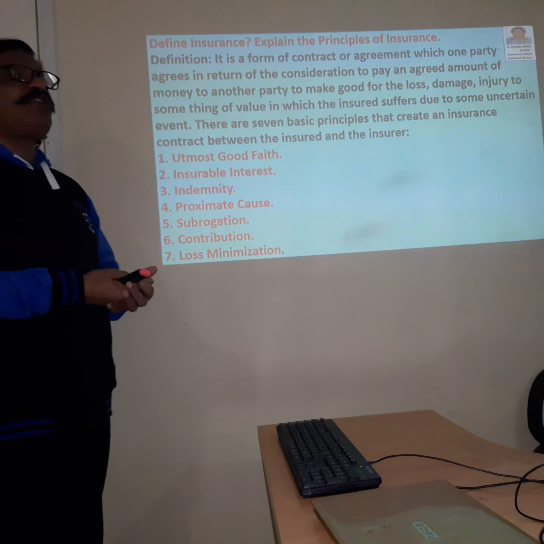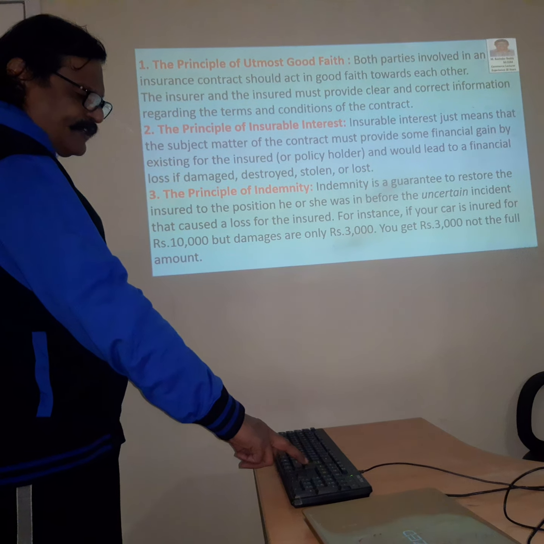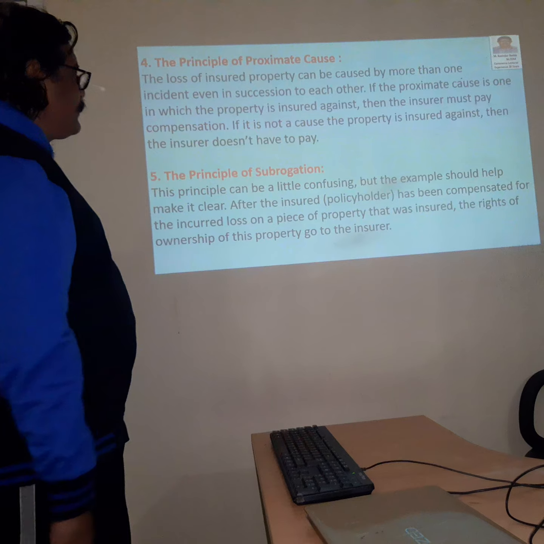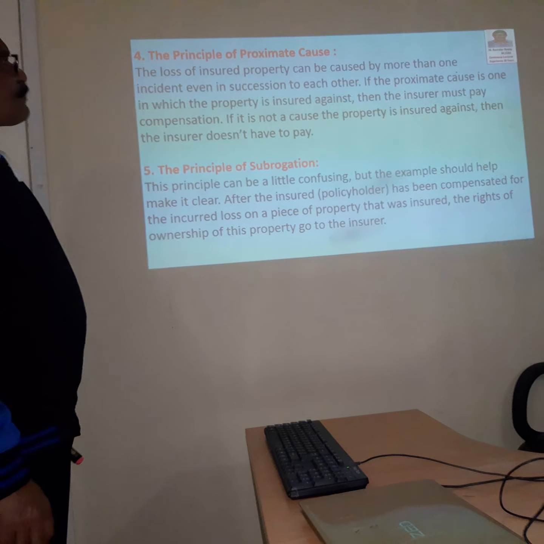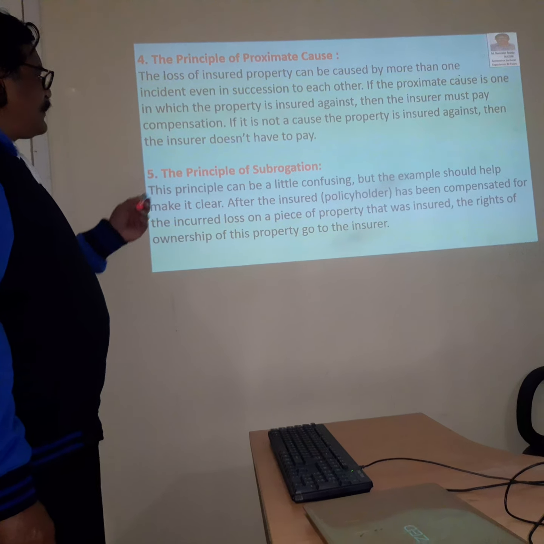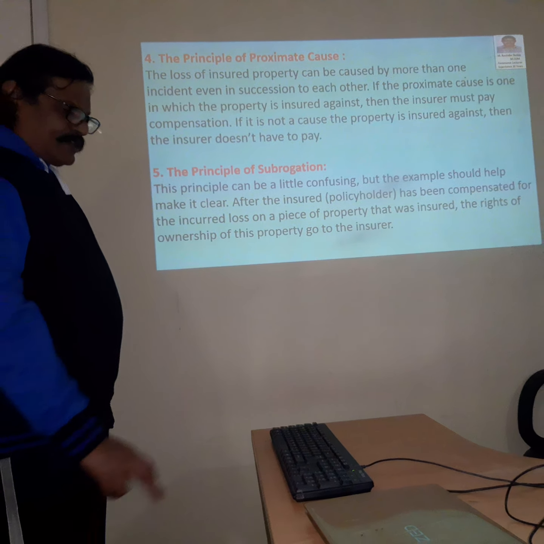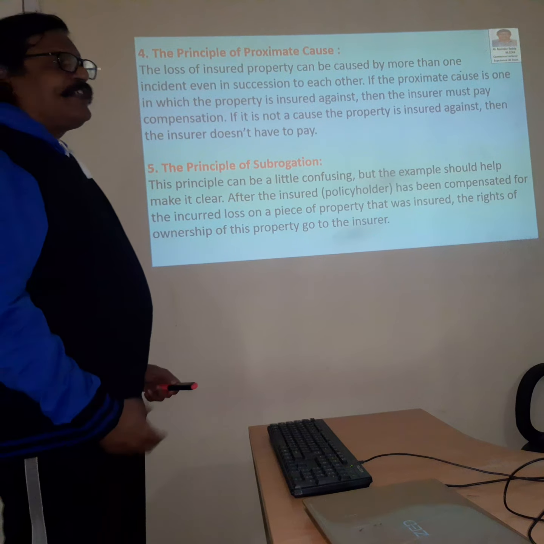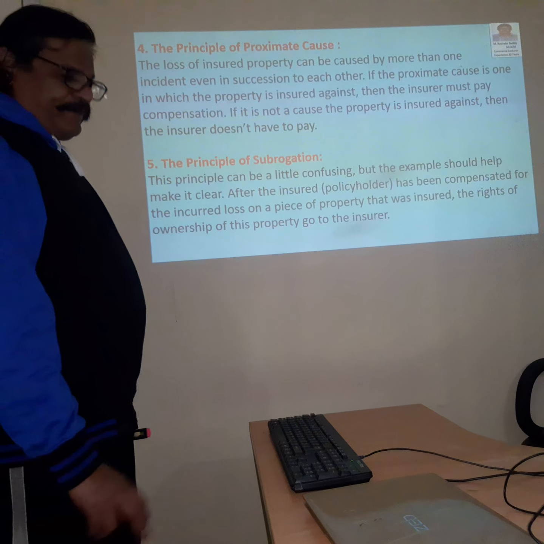Now we have to describe these points in this manner. The principle of utmost good faith, then the principle of insurable interest, and the principle of indemnity. These you have to explain in this one, and one more slide is there after this. And this is the principle of proximate cause and the principle of subrogation. After this, one more slide is there. These things you have to explain the points in this way. You can write in your own words also, but you have to explain the points.